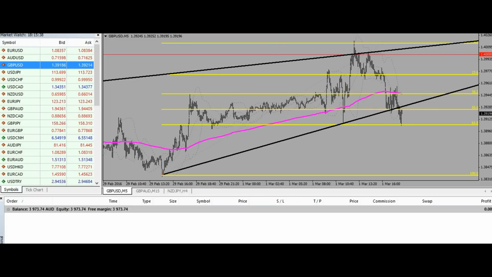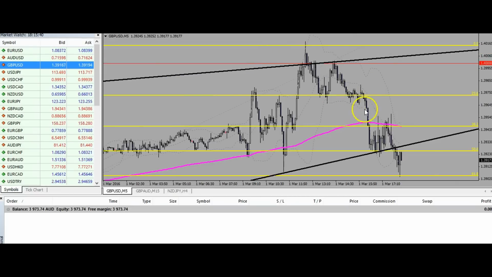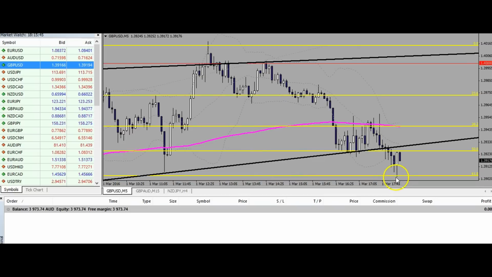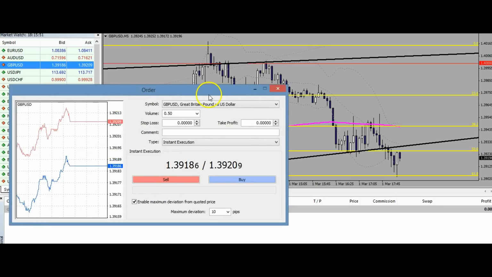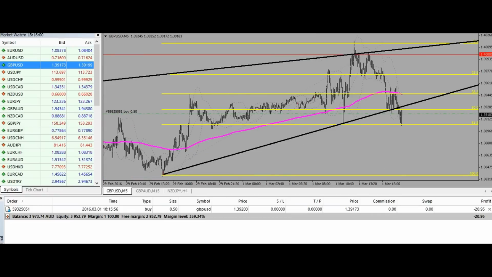So I'm going to go ahead and just hop in on this position. See, we kind of had this bullish engulfing candle right off of that 61.8 level. So I'm going to go ahead and take the opportunity to hop in on this position right now. We're going to go ahead and set up our risk management here.